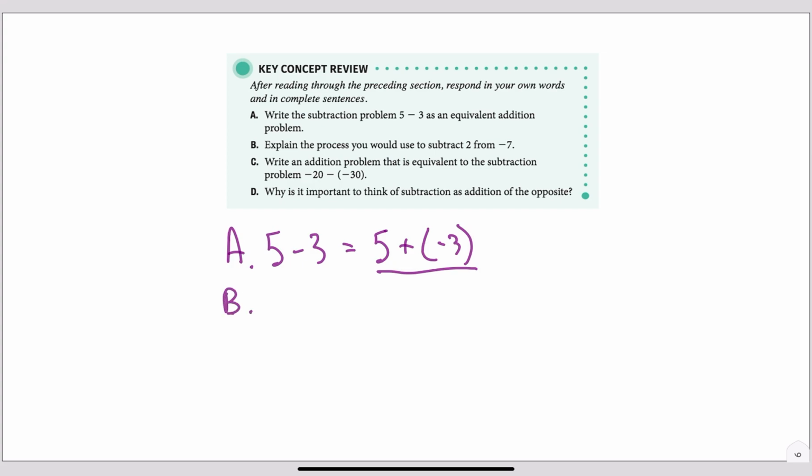B, explain the process you would use to subtract 2 from negative 7. So if I'm going to take 2 away from negative 7, then that means negative 7 is my starting point. And I'm going to take 2 away from negative 7. Now in this case, I think it makes a lot of sense, instead of subtracting 2, to add the opposite, which is adding negative 2, because then I can clearly see negative 7 and another negative 2, so I'm going deeper and deeper into debt.